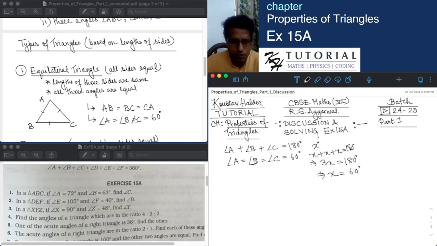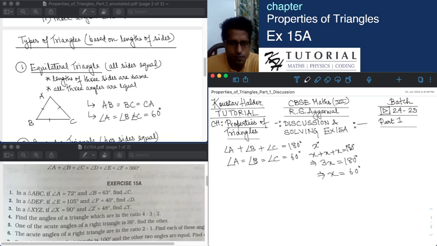So for an equilateral triangle, the lengths of all the sides are equal, and also the angles are equal, and each of these equal angles measures 60 degrees. Okay, that was the equilateral triangle.